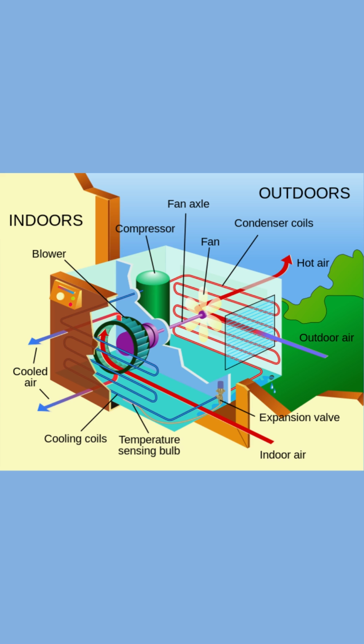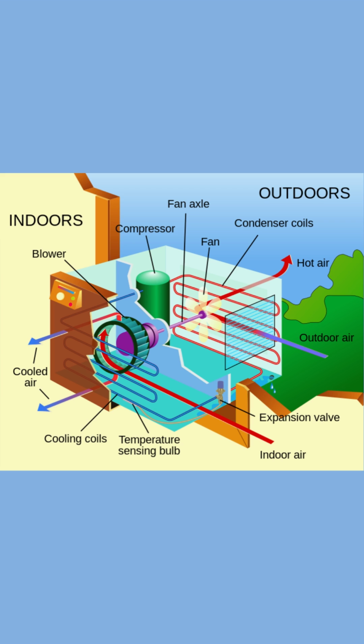The unit is equipped with a thermostat that senses the room temperature. When the set temperature is reached, the compressor cycles off, but the fan continues to circulate the air to maintain the desired temperature. When the room temperature rises above the set level, the compressor turns back on, and the cooling cycle restarts. 7. Exhausting hot air.